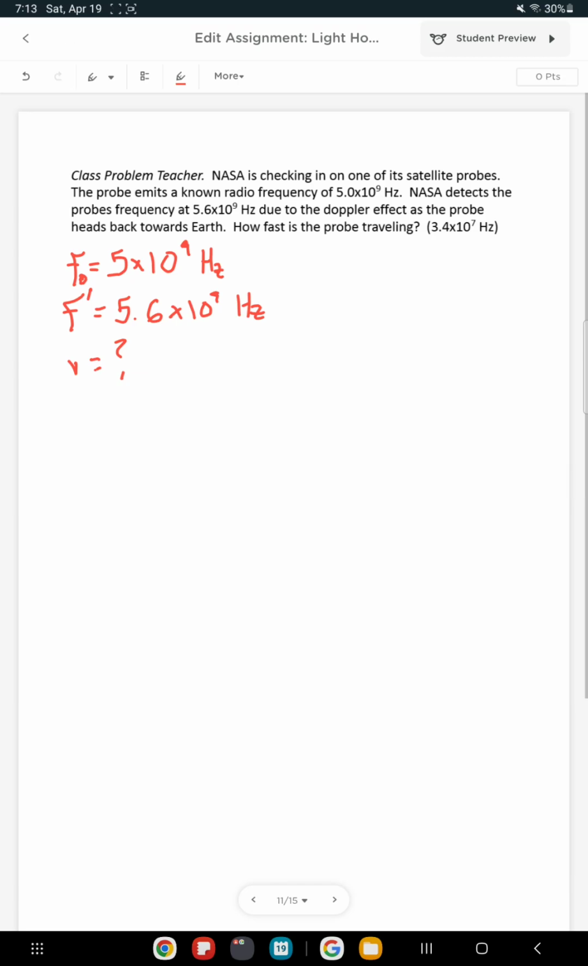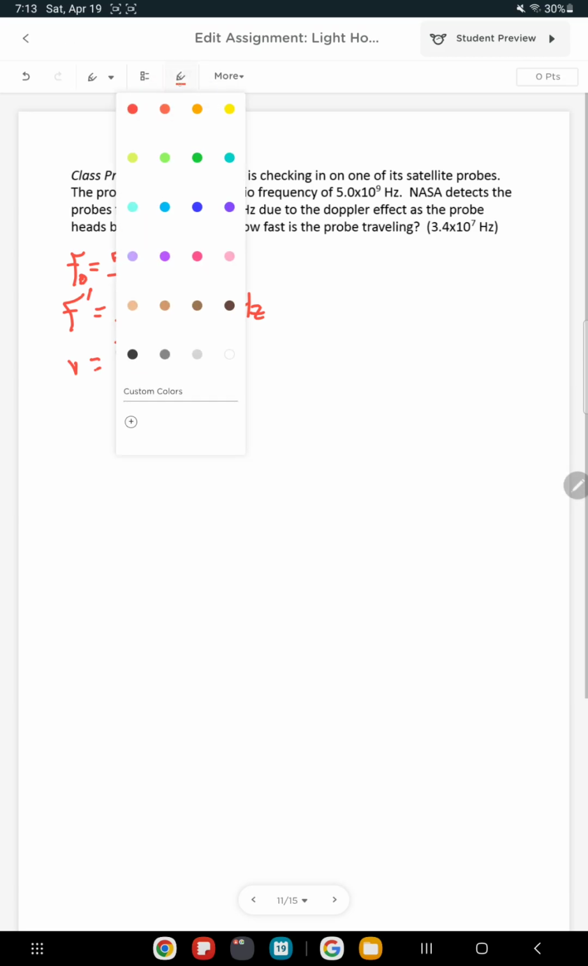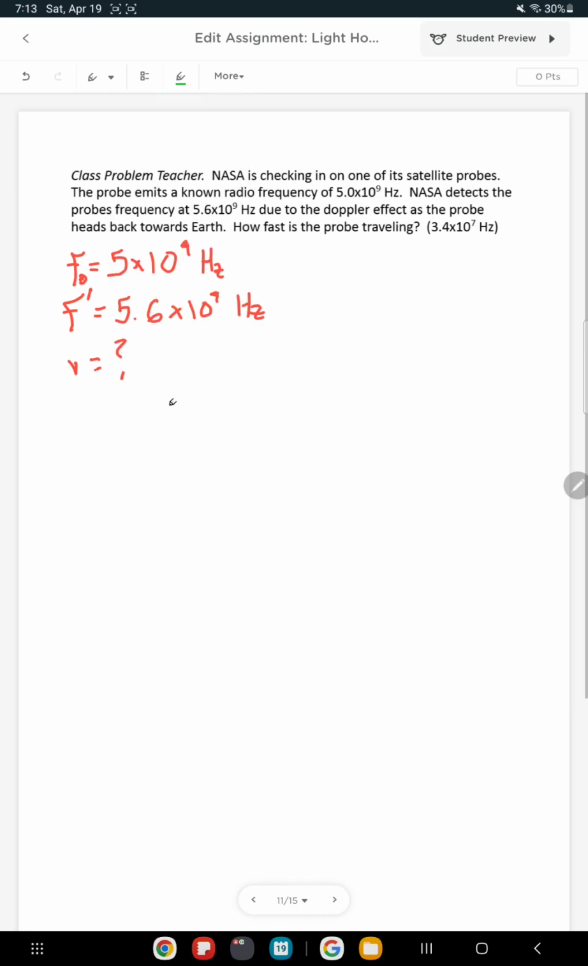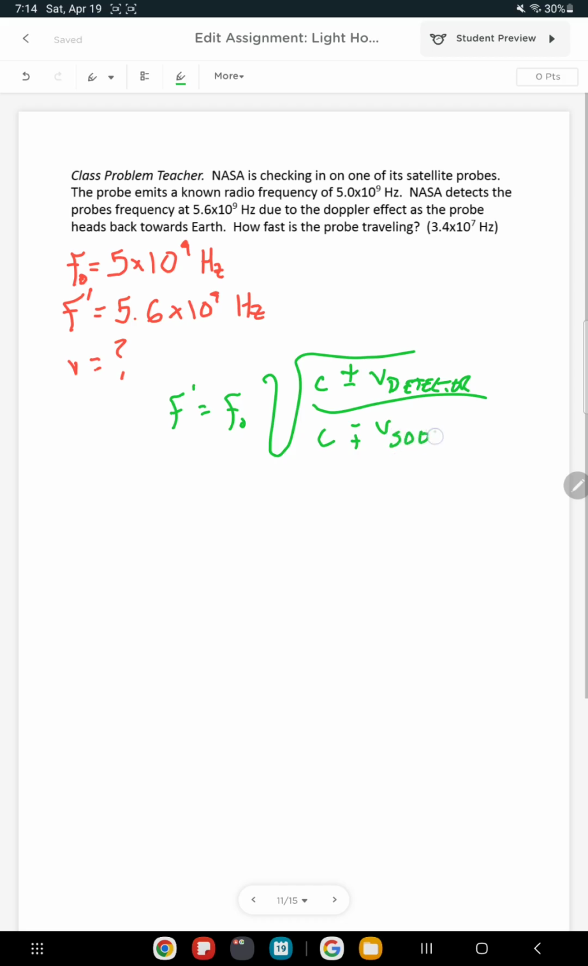The Doppler equation looks a little rough, but again, we don't have to memorize equations. The shifted frequency is going to equal the original frequency times the square root of the speed of light plus or minus the speed of the detector, over c, then minus or plus the velocity of the source. Sorry, that's a u.